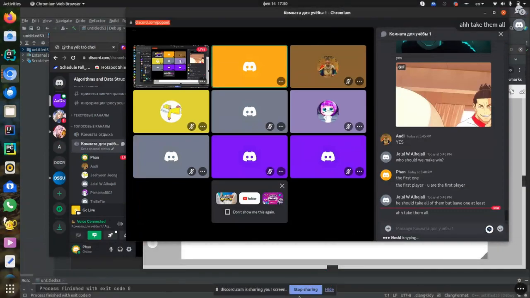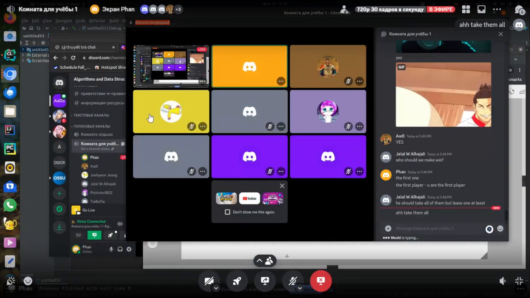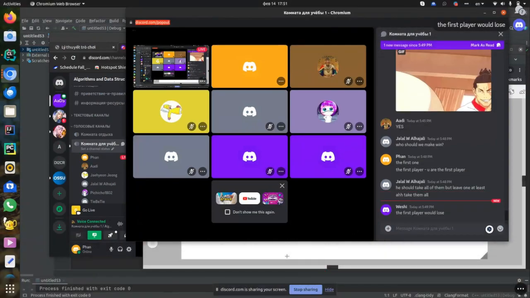You have the idea, but it's not that you take all of them. That's right, if you take all of them, then the first player will lose because the second will take the stone. You got the idea that you need to take some number of stones so the second player will definitely lose, but it's not all the stones.